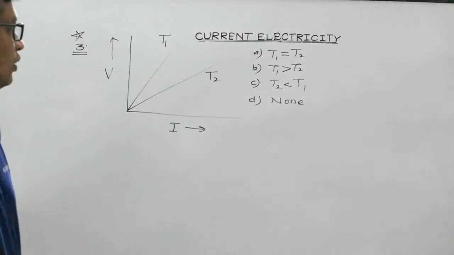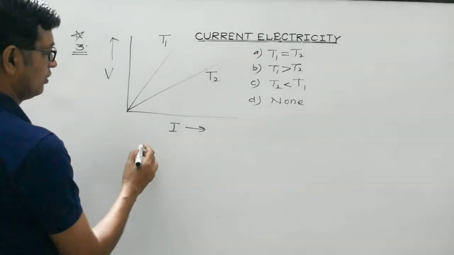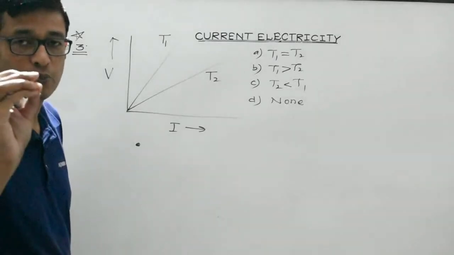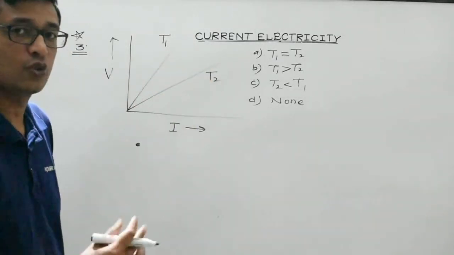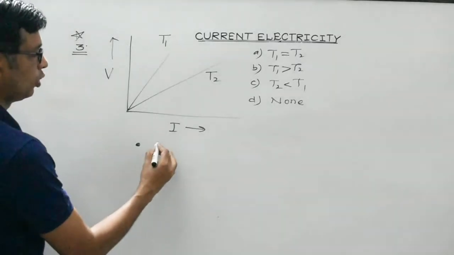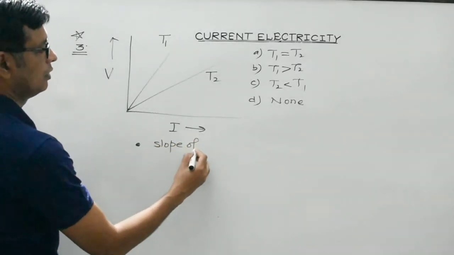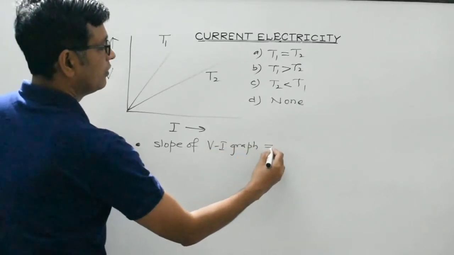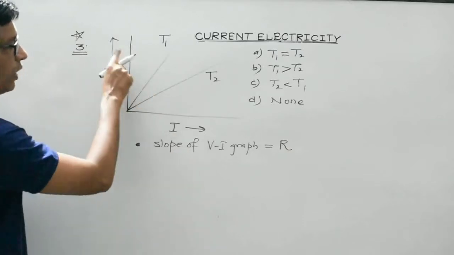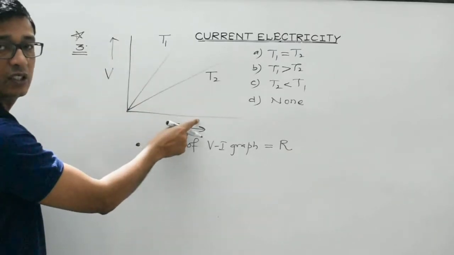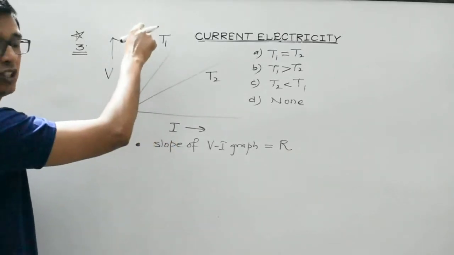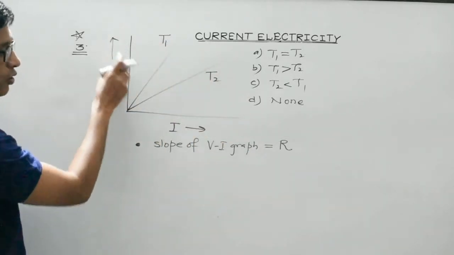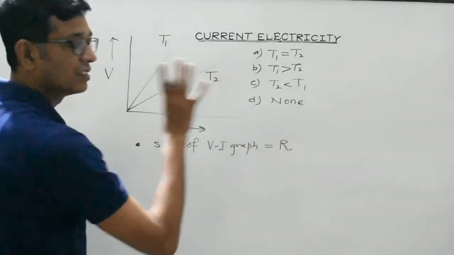First and foremost, the basic knowledge which you need to possess so as to solve this particular question or such questions is the slope of this graph. Slope of the VI graph will give us resistance. Slope is (y2 minus y1) divided by (x2 minus x1). The y-axis represents potential difference, the x-axis represents current. So y divided by x, R is equal to V by I. So that will give us resistance.